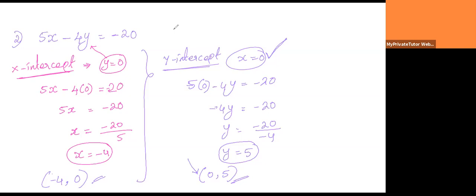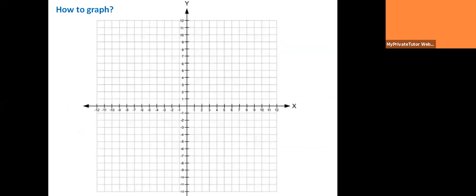So that's it. This is how we need to find the x and y-intercepts. If the equation is given, please use this method. If the graph is given, let me show you. I have a graph in the PPT somewhere. Just a second. Yeah, here. I will draw a graph randomly here. Give me a second.